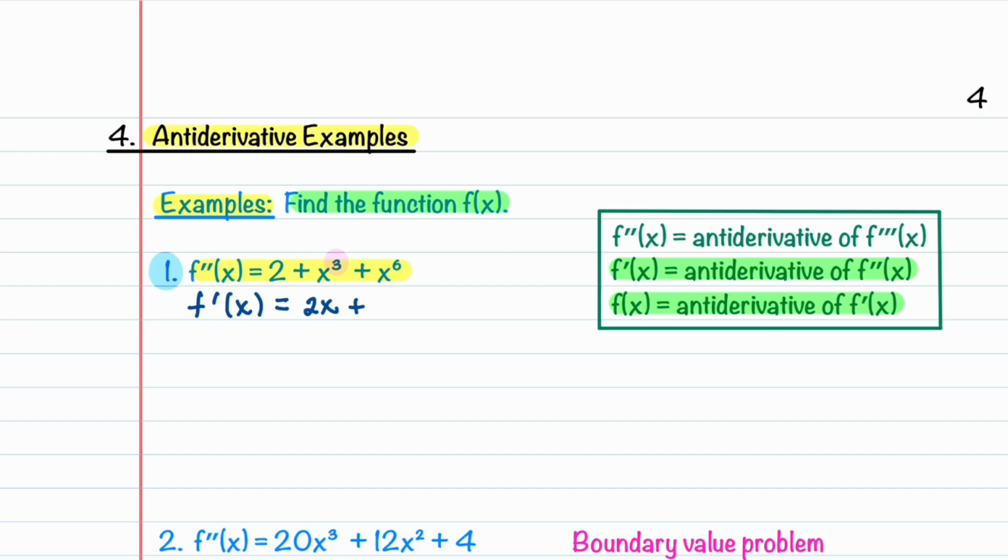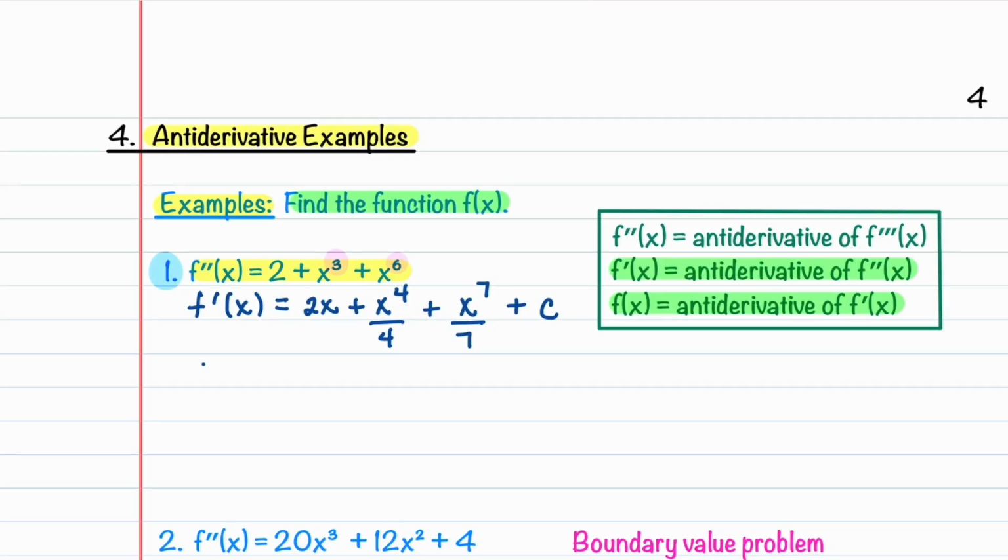we're going to add 1 to our exponent, so this becomes x to the 4, and then we divide by whatever we get in that exponent. And then our next function, we have a 6 in the exponent. So for this, we're going to have x to the 6 plus 1, which is 7, divided by 7. And then we can't forget to add on our constant c.